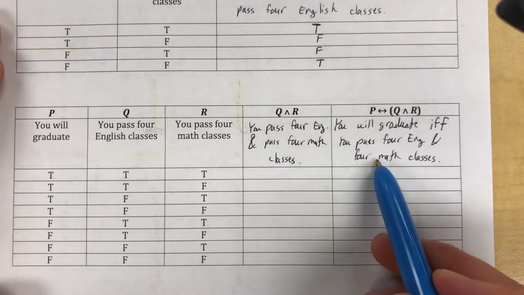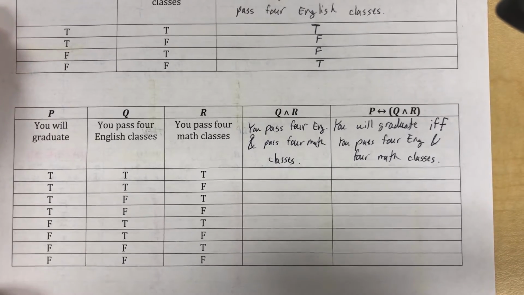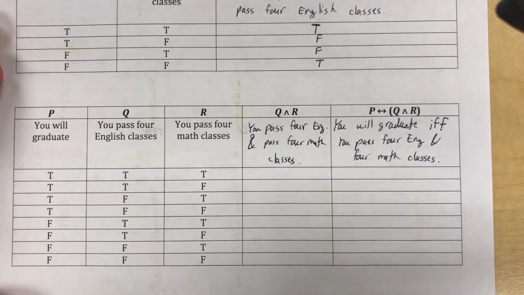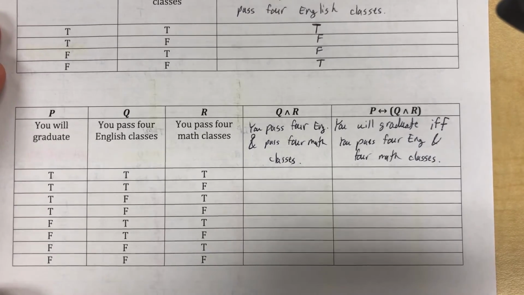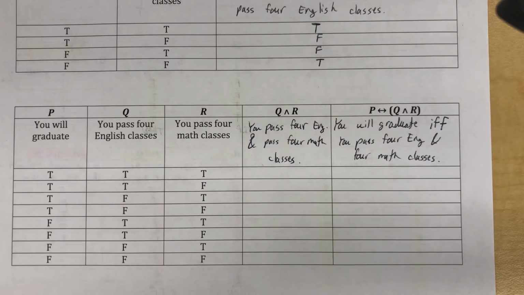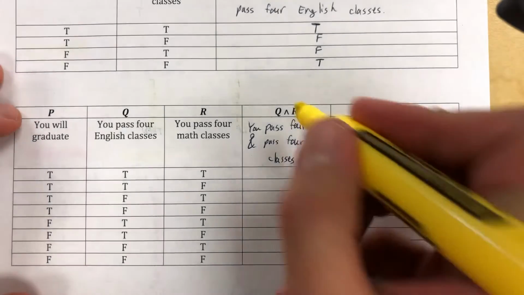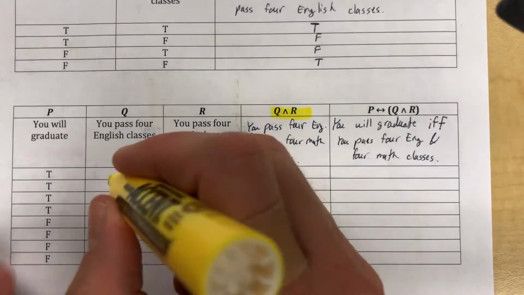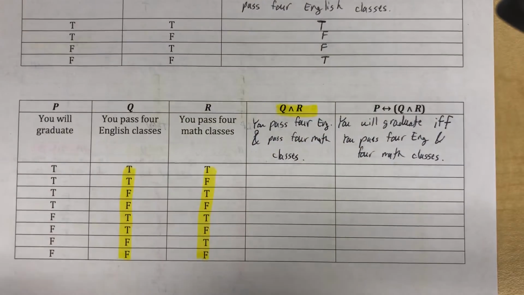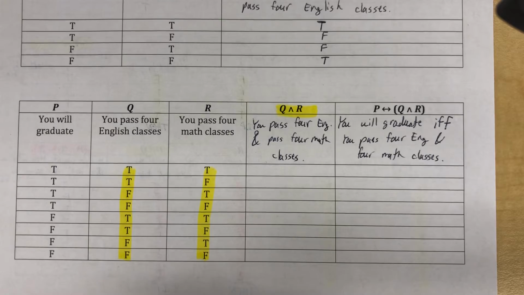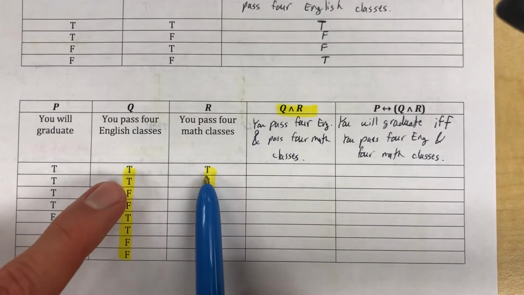If you pass 4 English and 3 math, you don't graduate. And if you graduate, that means you passed 4 English and you passed 4 math. And if you didn't graduate, that means you missed something somewhere. All right, let's do this. Pick a color. Yellow sounds good. Q and R. I need the same thing in both columns. Let me rephrase that. I need two truths to make it true.